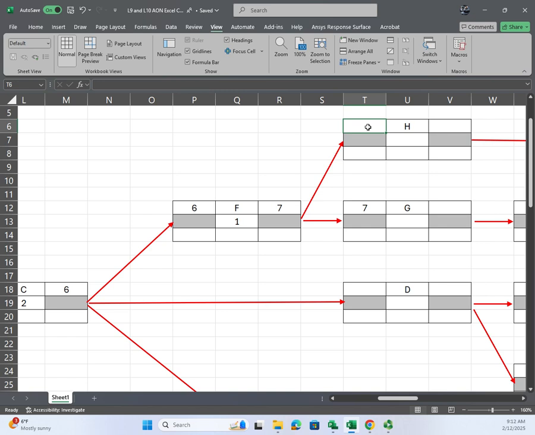So whatever the early finish of the predecessor is, it becomes the early start of its subordinate. So in this case, H is what?